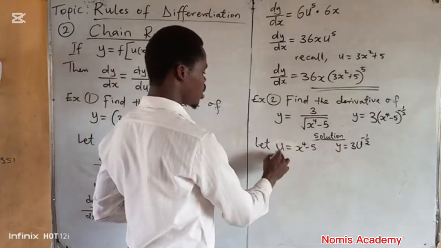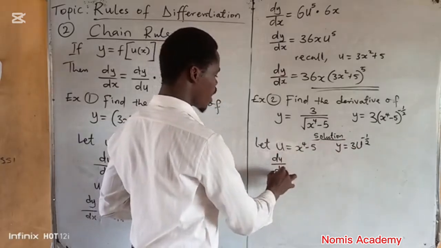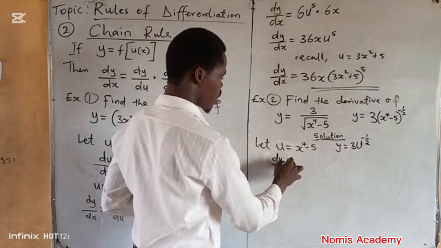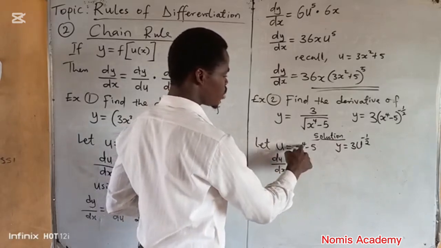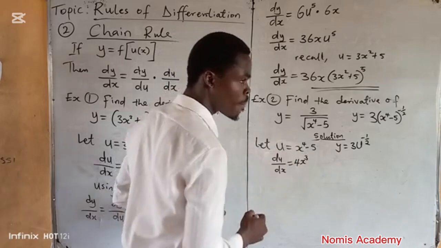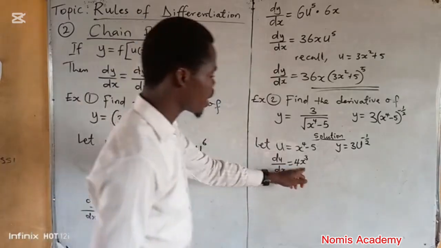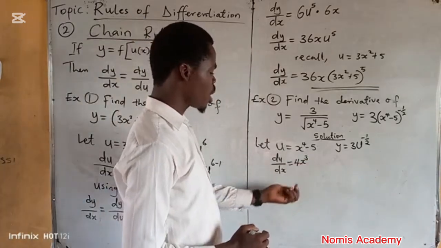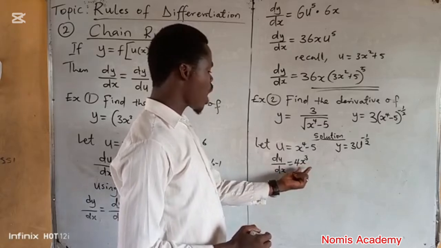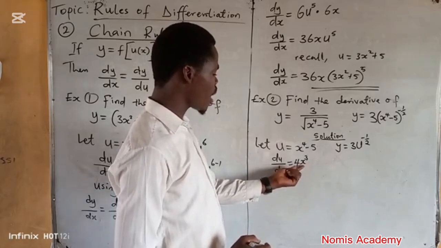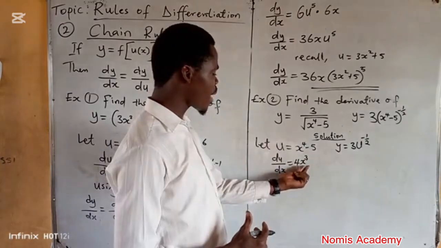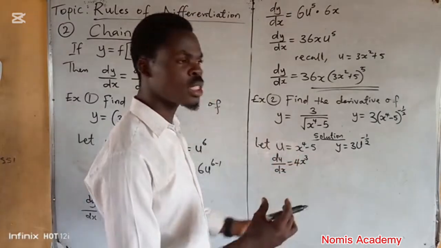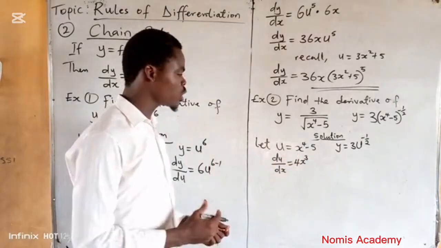So that will be du over dx equal to 4x raised to the power of 3. In case you would like to know how we got 4x raised to the power of 3, you can check the previous video where I explained how to differentiate a polynomial function.